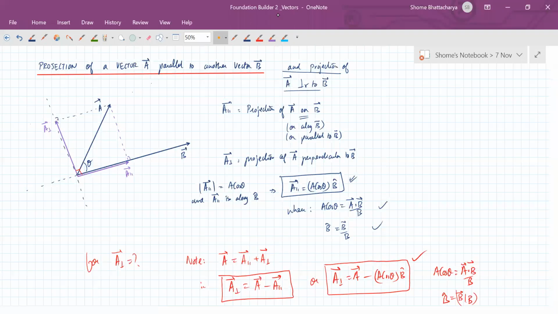Okay, so hope the formula is clear to all of you. So naturally, if it's a special case where theta is 0, then you can see that A parallel will become A itself, because cos theta is 1, and A perpendicular will become 0. Whereas if it's a case where theta is 90, then the parallel component will become 0, because cos 90 is 0, and A perpendicular will become A itself. But this is not only for that case, this is for a general case also. So let's look at an example for the application of this.